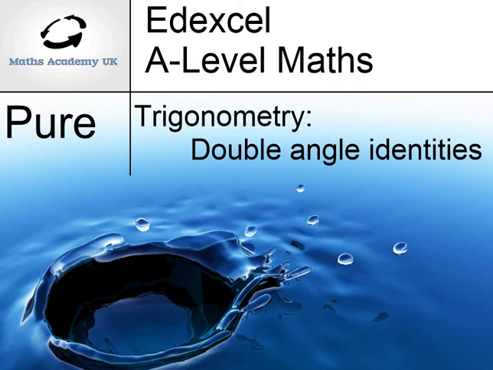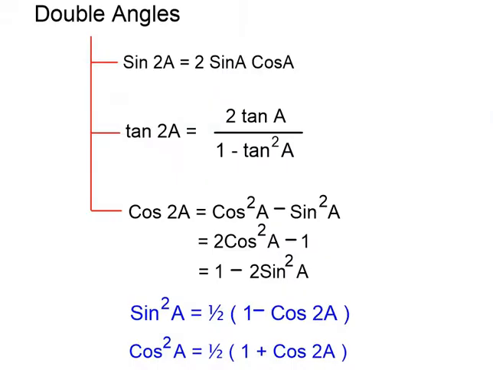Double angle identities, part 3. A summary of the identities that we've already seen in part 1 and part 2.